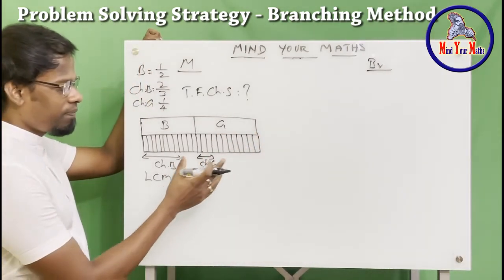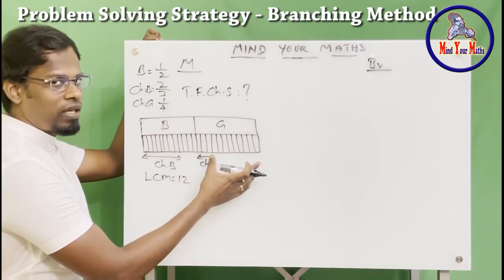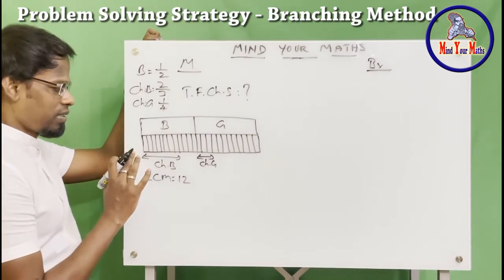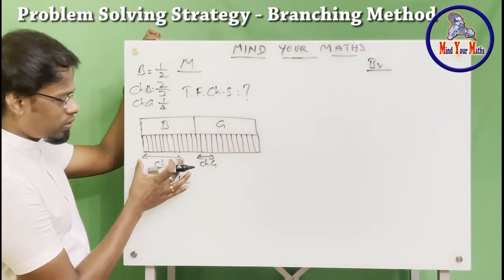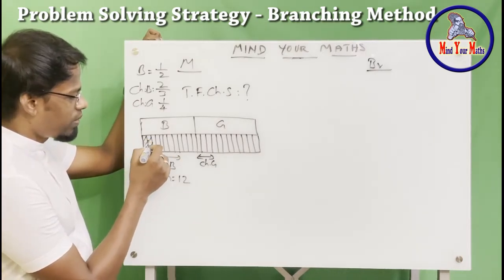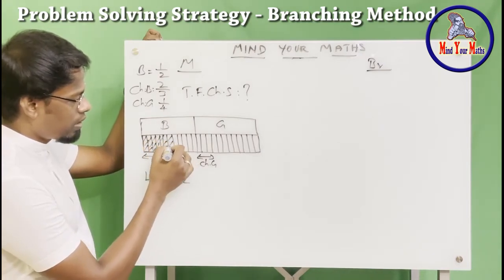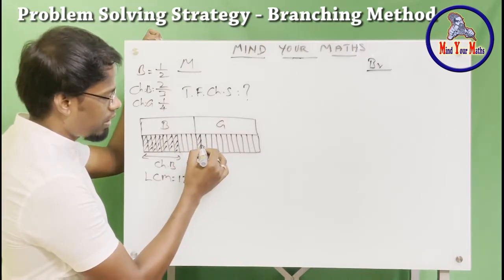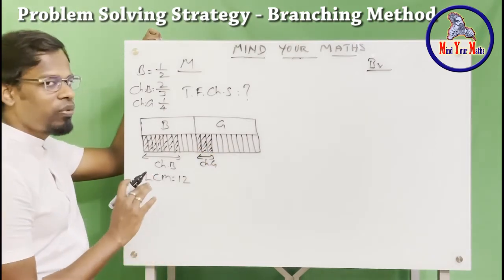So now you see both sides we got 12 units, and all the units are now of the same size, right? So now let's shade the boys part. So till here we had boys, right? So let's shade it so that it will be easy for us to count. So till here we shade it, and then this side as well we shade the Chinese girls, because that is what we need to find, right?